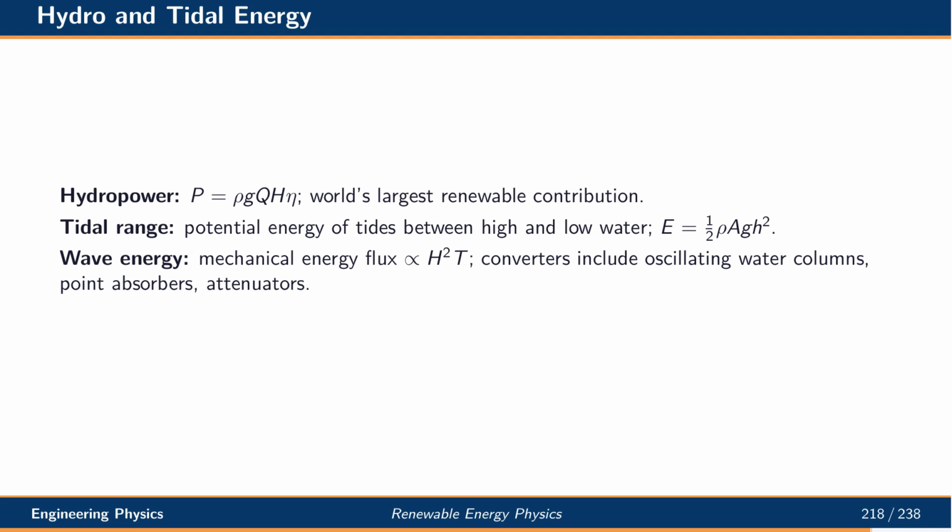Tidal range energy extracts the potential energy difference between high and low water. Wave energy involves mechanical energy flux proportional to the square of wave height and the wave period. Devices include oscillating water columns and point absorbers.